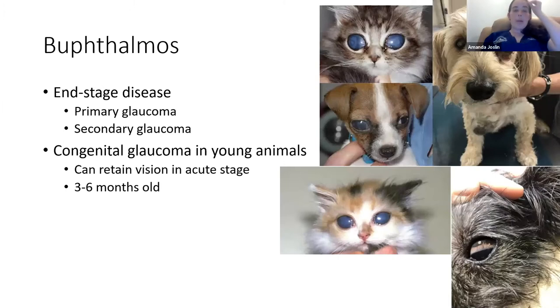Then we talk about buphthalmos. So buphthalmos is technically the enlargement of the globe, and it's always thought to be an end-stage disease. You can see it with primary or secondary glaucoma. But you can have congenital glaucoma in young animals, and young animals have a different setup to the collagen in their sclera. So they can actually retain vision if they're less than 6 months old with an enlarged eye. The eye's getting bigger to accommodate the high pressure. So young animals are the only ones who could technically still see with an enlarged eye.